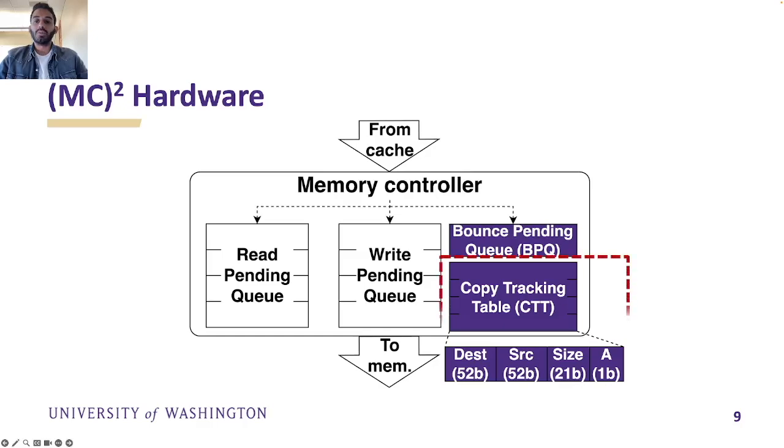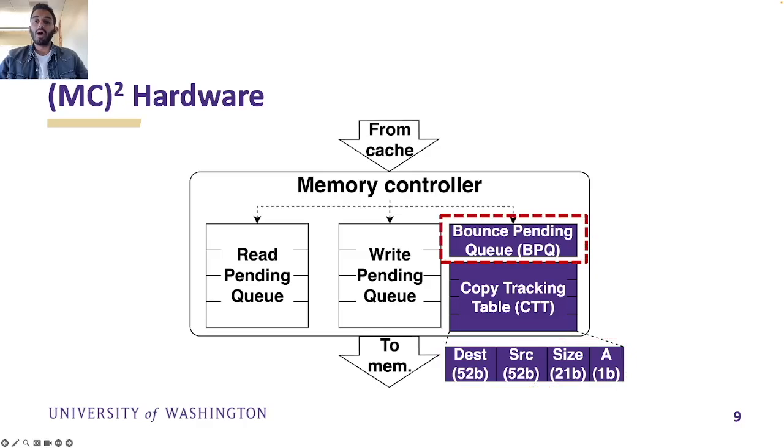We add a copy tracking table, or CTT, which tracks all the prospective copies. Each entry in this table contains a 52-bit destination address, a 52-bit source address, and a 21-bit size of executed copies, along with an active bit to check whether the entry is in use. We use 52-bit for addresses since this is typically the size of physical addresses in systems today. The 21-bit size allows each entry to track a prospective copy of up to 2 MB in size, or the size of a large page. The entries in the CTT are kept coherent across memory controllers, and the CTT is looked up in parallel with memory access, hiding its access latency in the critical path.